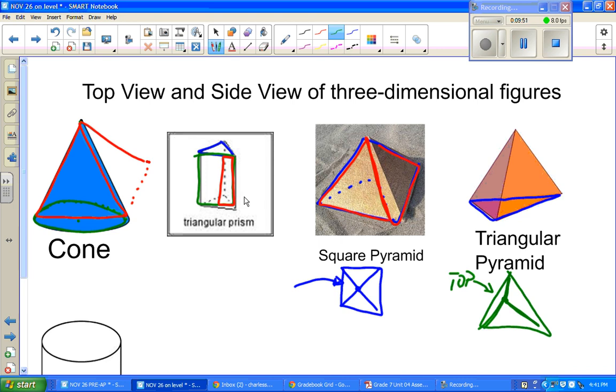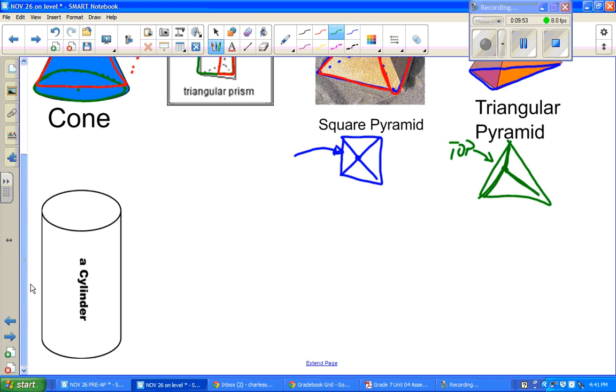Last, we're going to look at a cylinder. So, I think that it's pretty self-explanatory. When you look at the top of the cylinder, you see a circle. When you look at the front of the cylinder, you see a rectangle. When you look at the side of the cylinder, which is kind of hard to show you because we don't have a three-dimensional figure.